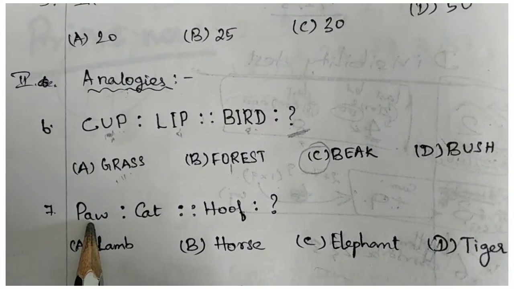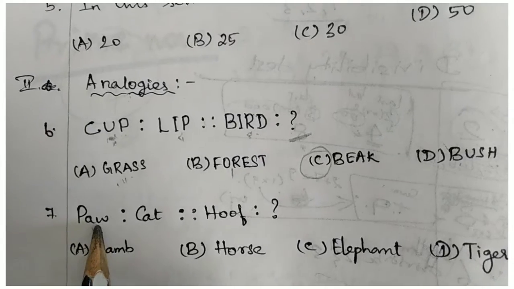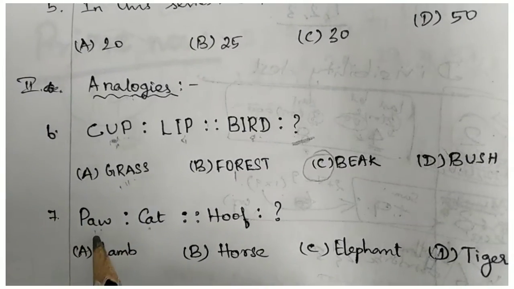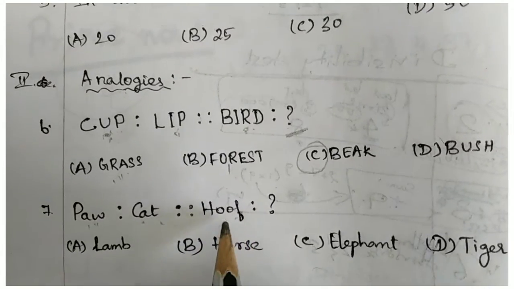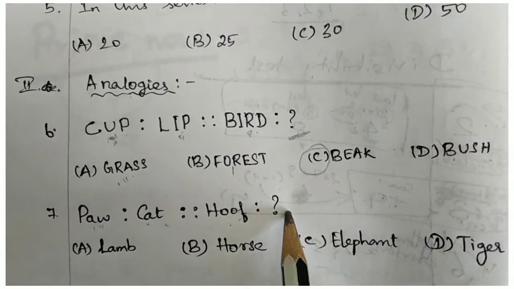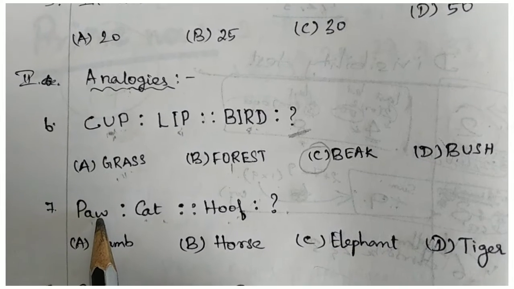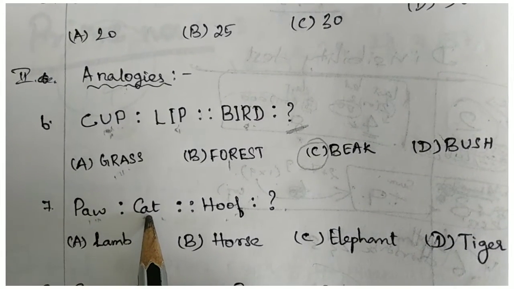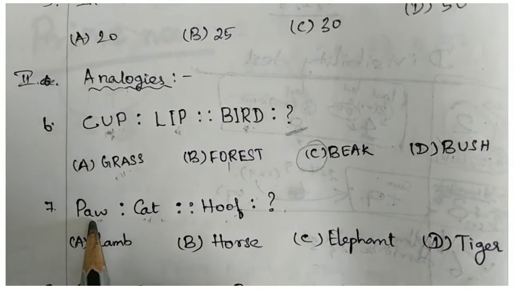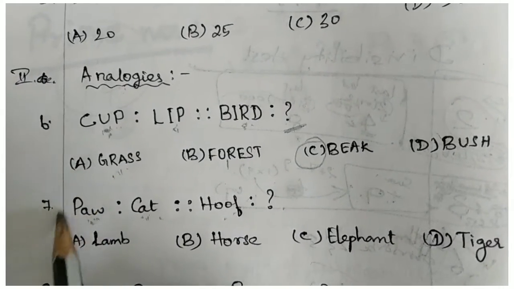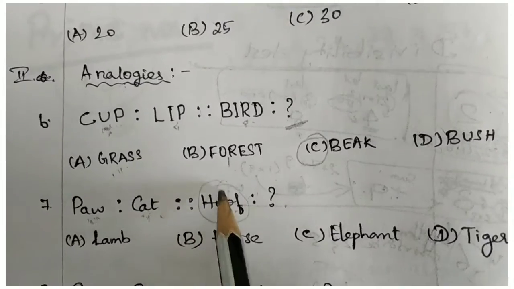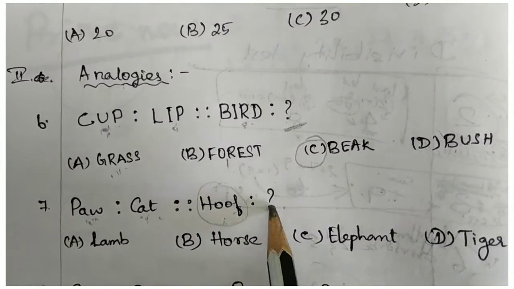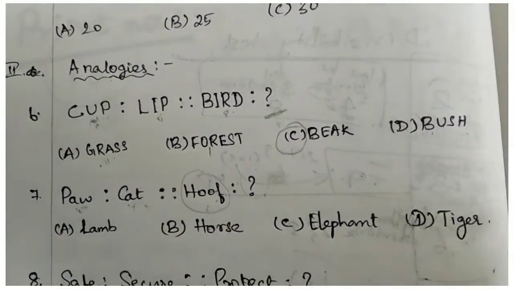So I will also explain the second one. Here there is paw and cat. So paw, cat, and the second part is hoof is to what? Okay. So here the paw, which cat has? The cat's legs are known as paw. So paw is the name of the leg that the cat has. So hoof is the name of the leg of which animal? You have to find from the options.